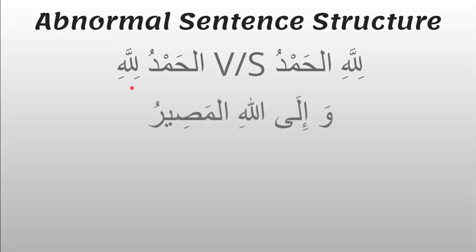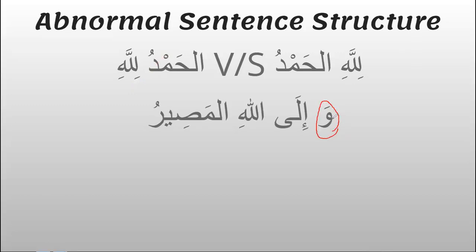Okay, let's see another example. Wa is a harf atf, so we don't care about this one. It means "and." Ila, what is ila? Muta'alliq bil khabar. Ila is a harf jar, right? Harf jar, and its object is the word Allah here. So ilallahi is the jar majroor, and we'll consider it muta'alliq bil khabar. Did it come in its right place or before its right place? Before its right place. So it is going to be muta'alliq bil khabar muqaddam.